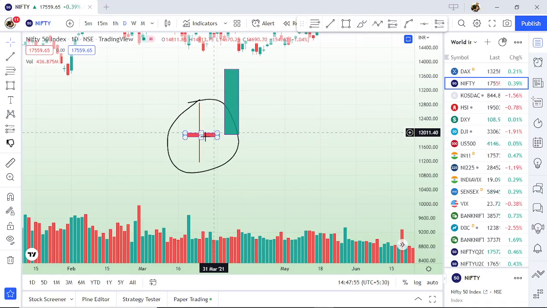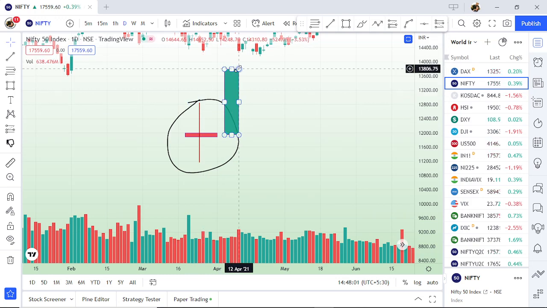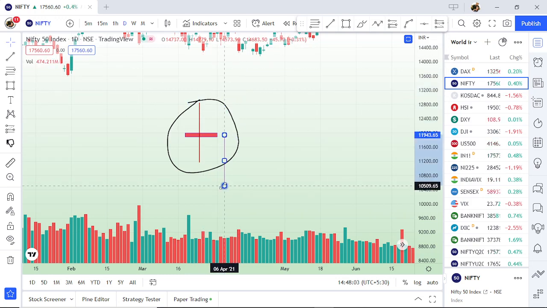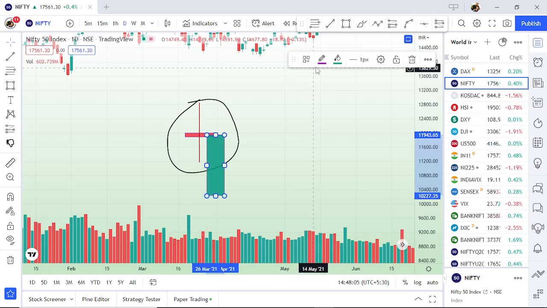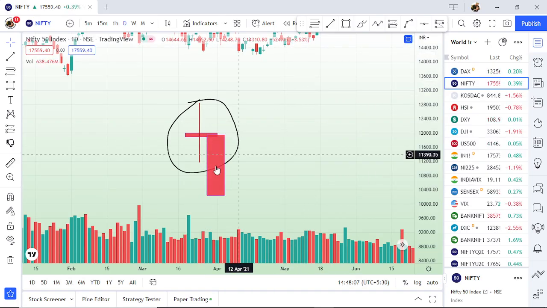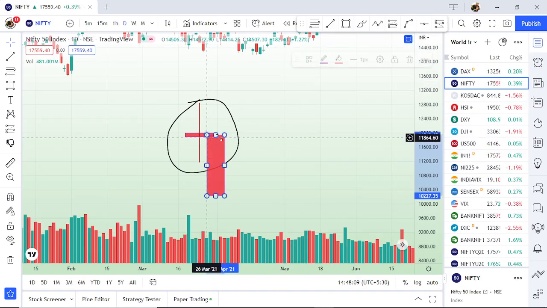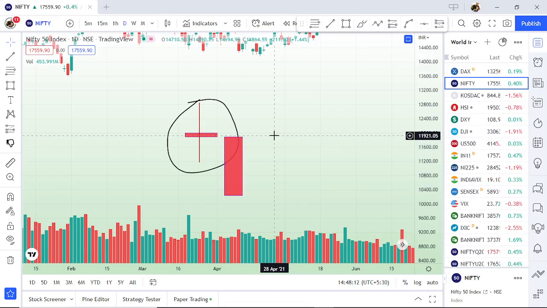Because after a confusion, after breaking this area, the highs, the buyers take control, and after breaking this low, the sellers take control. Simple as that. So let's look at some examples of the doji candle.